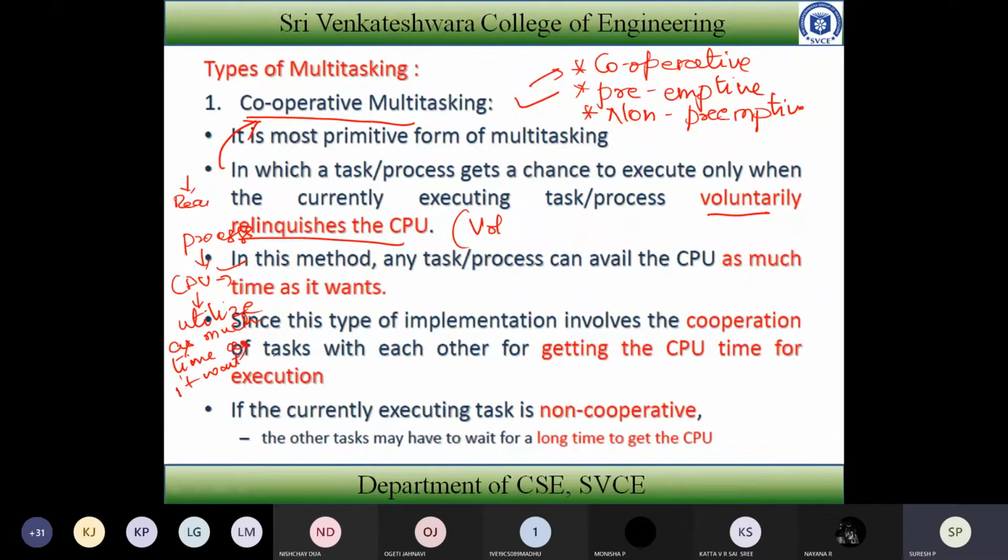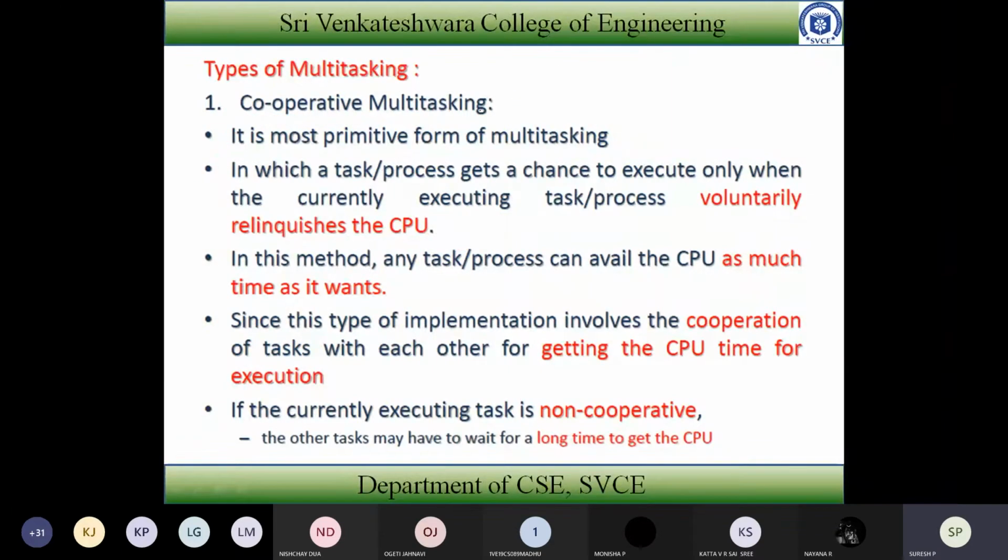Now, as the name indicates, cooperative. So here the same thing. In this particular type of implementation, what happens? It involves the cooperation of tasks with each other. Okay. For what purpose does it require the cooperation of the tasks? To get the CPU time for execution. The execution you are going to do is on a process.